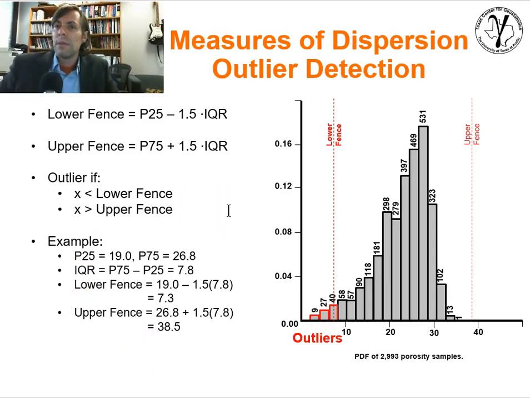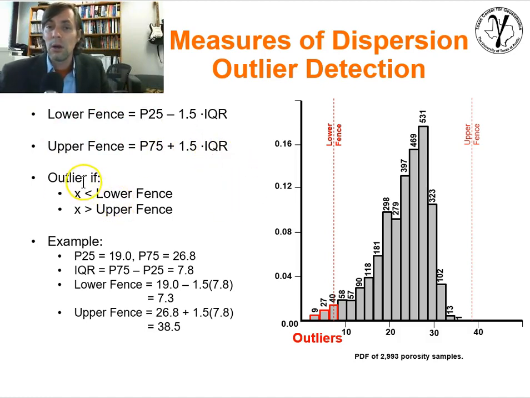Okay, so measures of dispersion: how do we detect outliers? How do we define them? A very common way to detect outliers is to use a lower and upper fence. It's a rule of thumb where we take the P25 of the distribution and subtract from that 1.5 times the interquartile range, and that gives us a lower fence value. The upper fence is just the P75 plus 1.5 times the interquartile range.